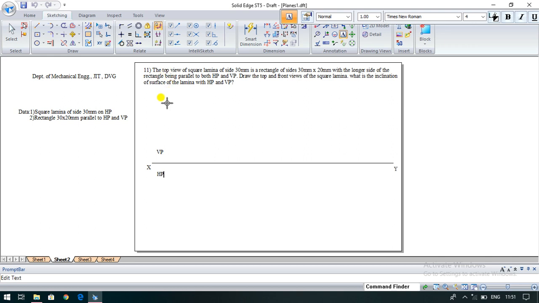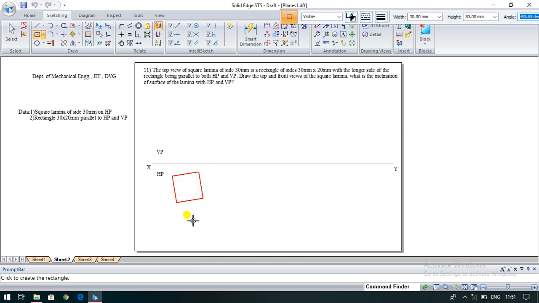So actually this square plane of sides 30 mm is in the top view. So go for the rectangle by center command. Select the rectangle by center command, so we can easily construct the square plane here. The width and length should be the same, width and height should be the same for the square lamina. Here input the value 30 mm for the width, press enter. Again the height should also be the same, 30. So now we got the square plane in the top view, so just place it here.